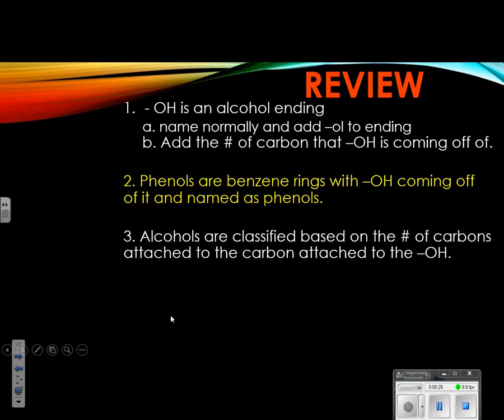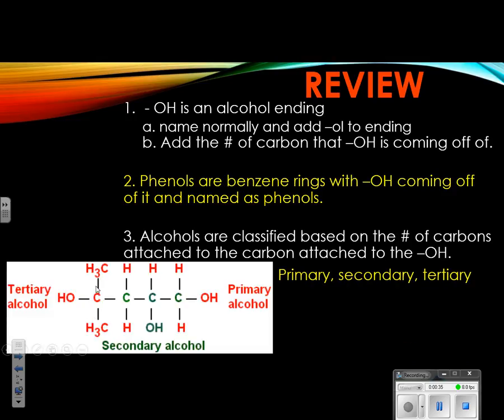Alcohols are classified on the number of carbons attached to the carbon that's attached to the OH. Remember that you have primary, secondary, and tertiary. So this one right here is a tertiary because it has 3 carbon chains attached to the carbon that's attached to the OH. If you look in the green, this is a secondary because it has just 2 carbon chains attached to the carbon that is attached to the OH. And then the end one here is a primary because it has just 1 carbon chain attached to the carbon that's attached to the OH.